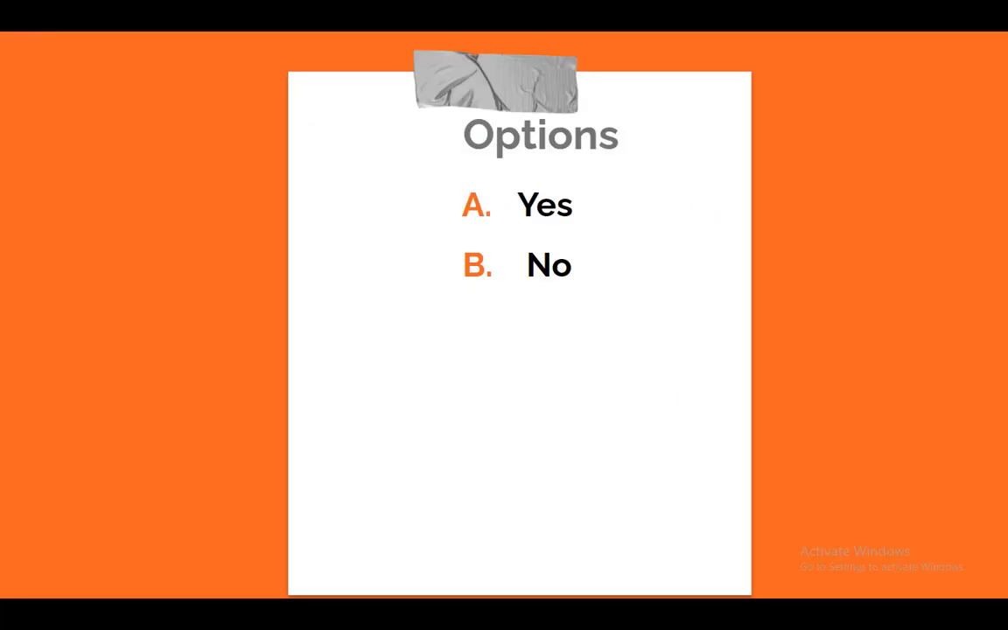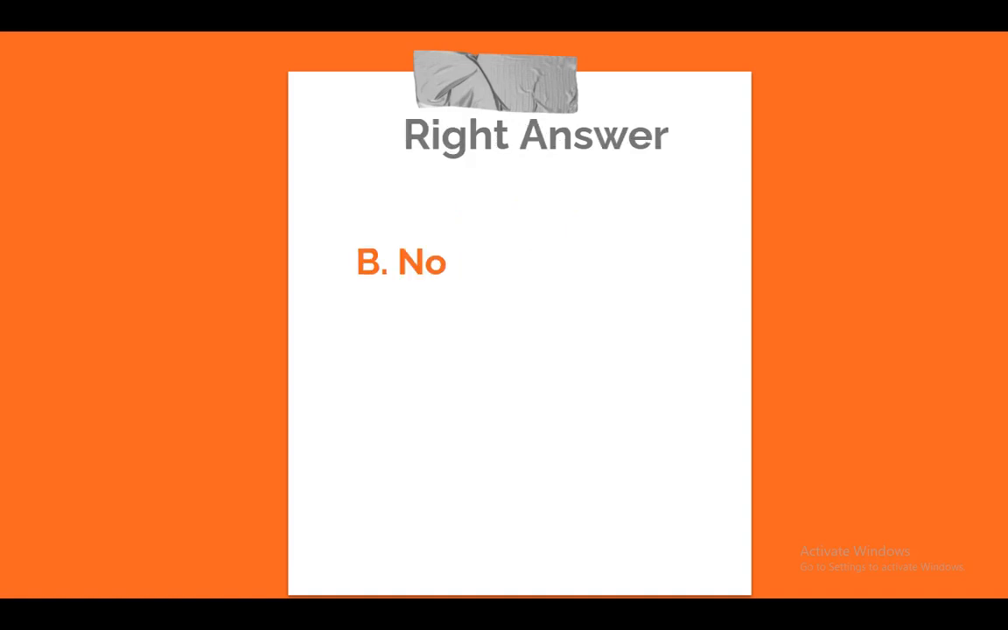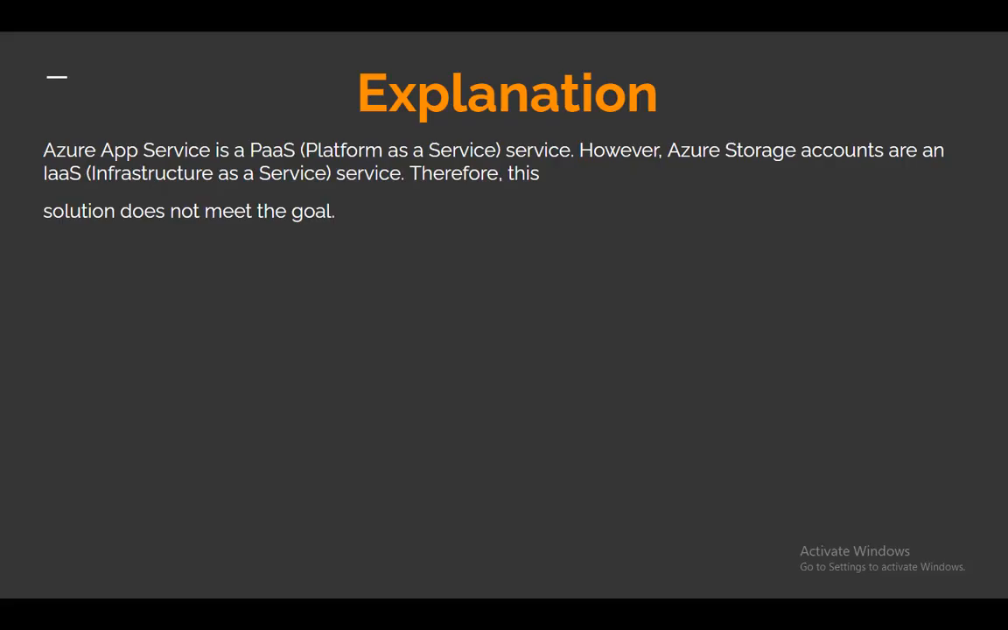And here are the options. Option A, yes. Option B, no. The correct answer is option B, no. Section: describe cloud concepts. Explanation: Azure App Service is a PaaS service, Platform as a Service. However, Azure Storage Accounts are an IaaS service, Infrastructure as a Service. Therefore, this solution does not meet the goal.